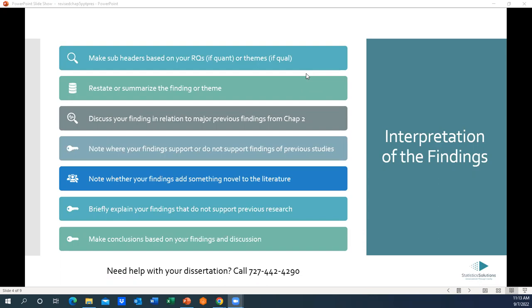So again, you can bring some participant quotes in for a qual study to help make points, but I would do it only when it helps to support a point you're trying to make, and sparingly. Okay, so that's the idea of that section. And then if it's quant, for each RQ, have a subsection repeating, and if it's qual, for each theme, just go on with your next themes. Okay, that's that.